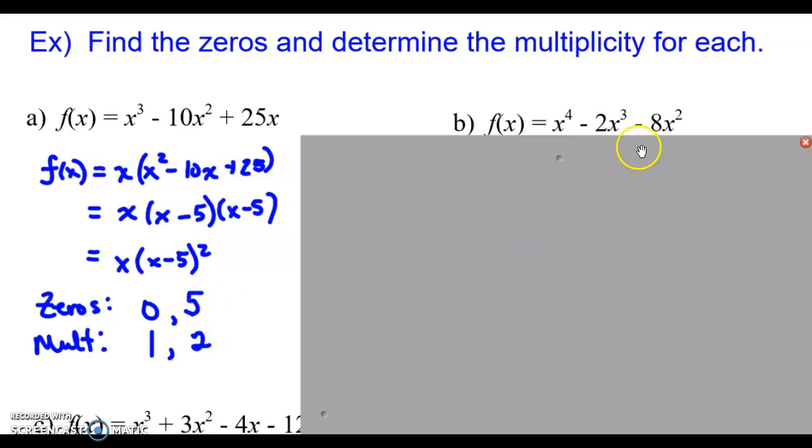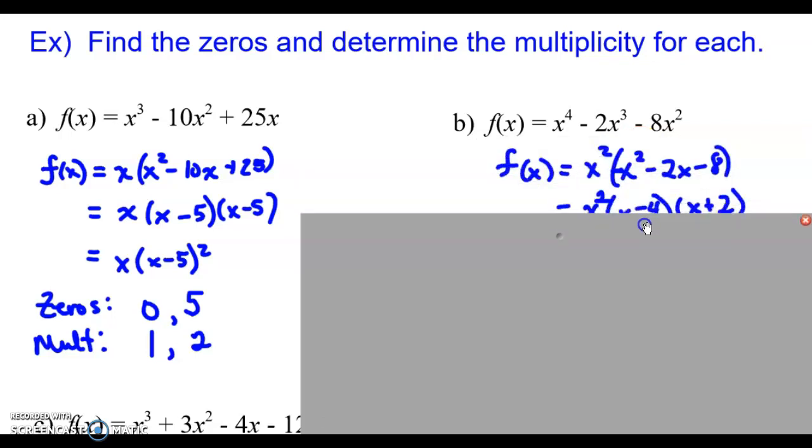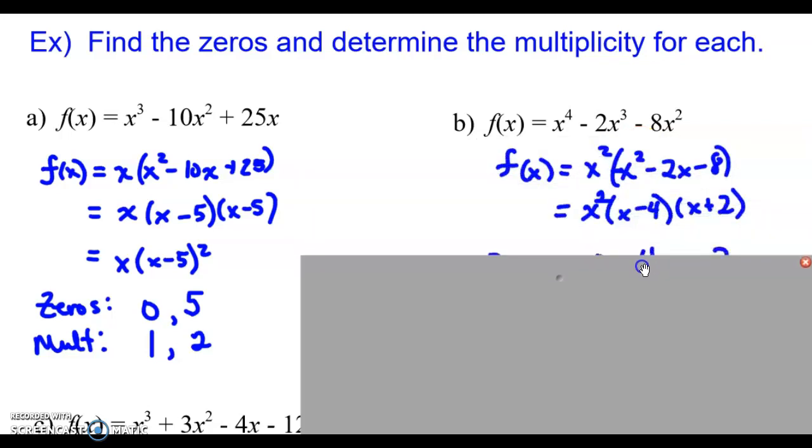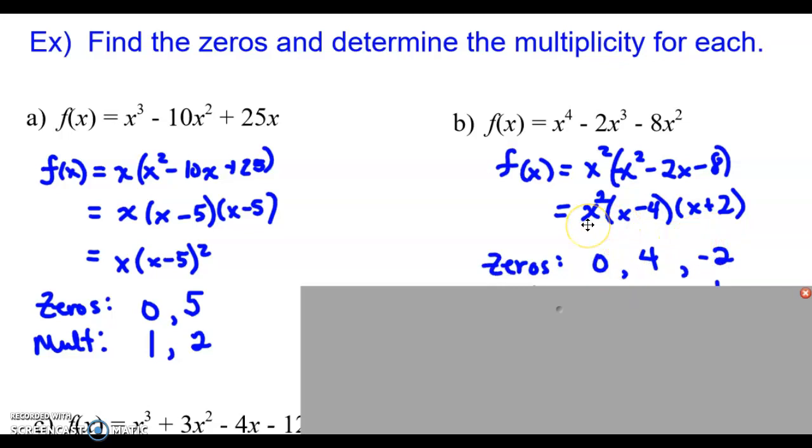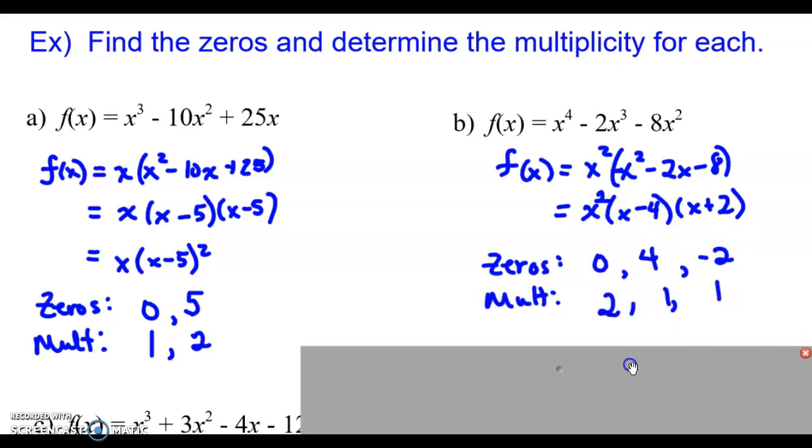Second example here, very similar. The difference is we're going to factor out x squared to begin with, and then factor the quadratic. Again, it's a pretty quick thing to do. So you're going to have 3 zeros, right? 0, 4, and negative 2. What are the multiplicities? 2, 1, and 1. So you would be touching and turning at 0 and crossing at the other 2.